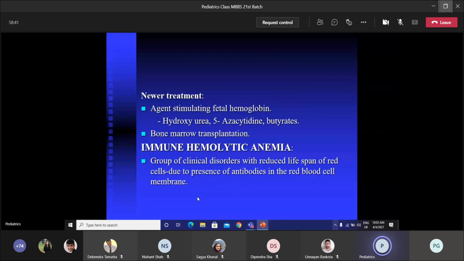Newer treatment includes agents stimulating fetal hemoglobin, like I have already told, hydroxyurea, 5-azacitidine, butyrates; these drugs can be given. Nowadays, for complete cure, you have to do bone marrow transplantation. So bone marrow transplantation is one of the good options for the treatment of sickle cell anemia.